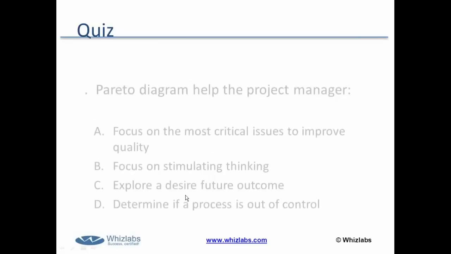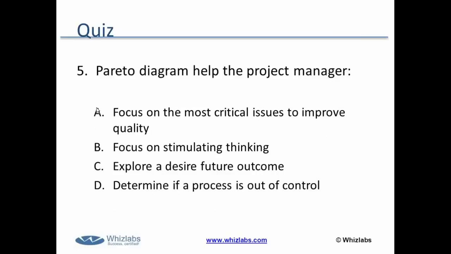Let's go to this one. Okay, I have already described this. Pareto diagram is focused on the most critical issues to improve quality. That means which are the 20% of the causes or identifying solutions which can have maximum impact on your project quality. So focus on the most critical issues or most critical solution to improve quality is the correct answer for the Pareto diagram. So Pareto is also called an ordered histogram.